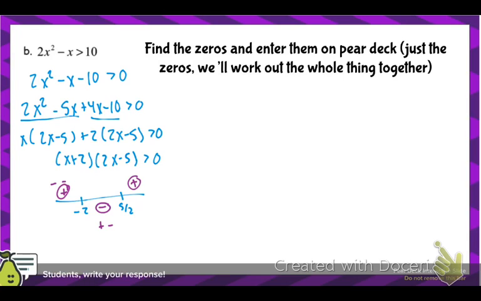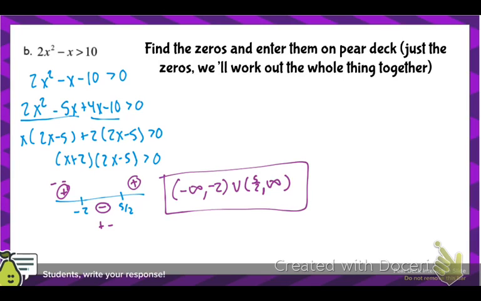The original question wanted to know when it was greater than or equal to 0. Sorry, just greater than. So my final answer here would be from -infinity to negative 2, and then from 5 over 2 to infinity. So those are all the possible x values that would make that inequality work.